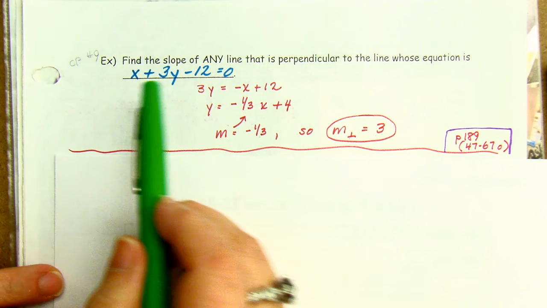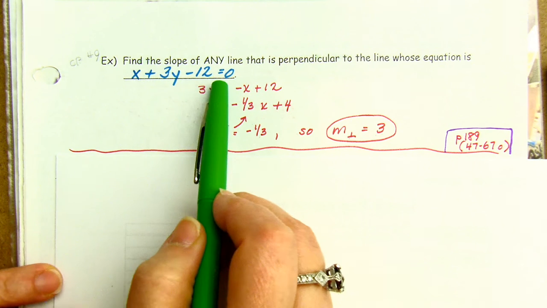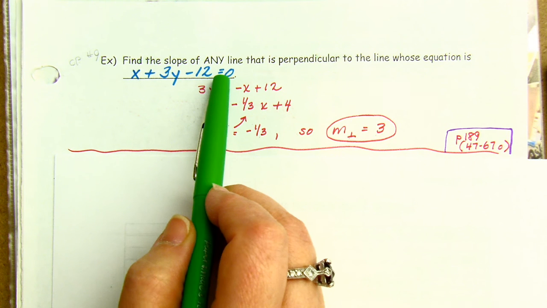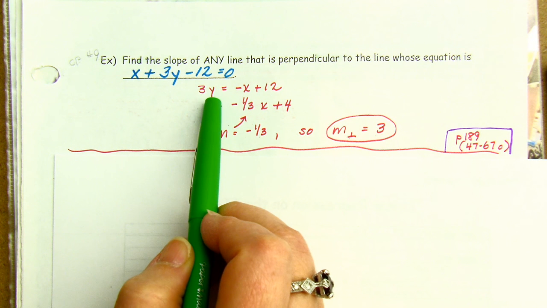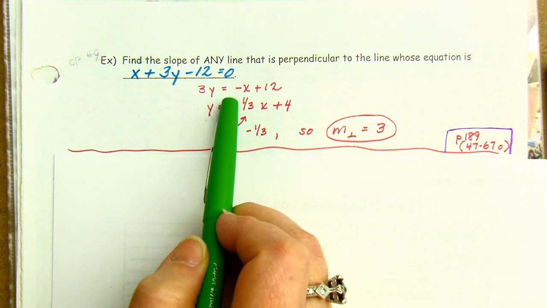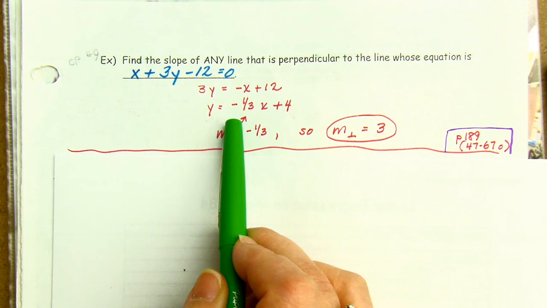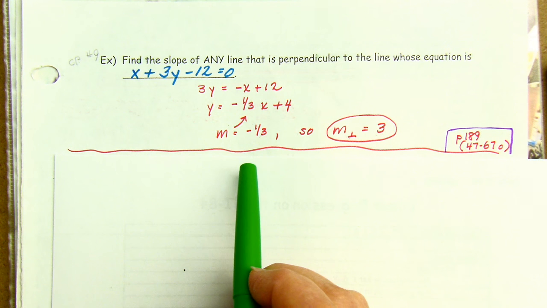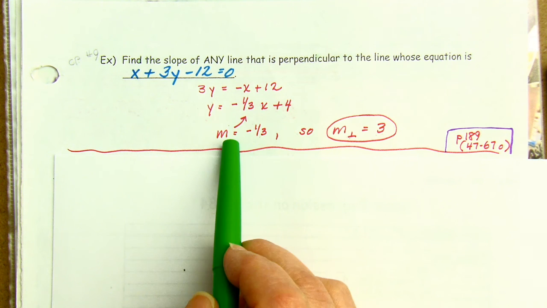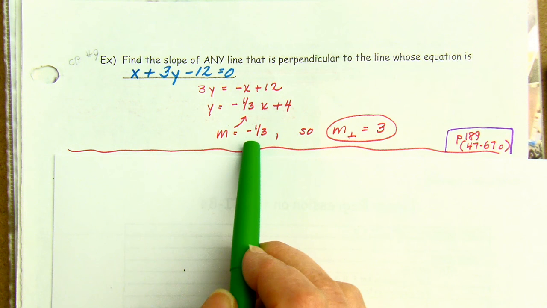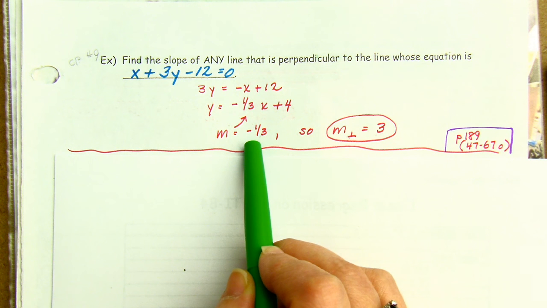All right, so this is in that general form. I have to convert it to y equals so I can identify the slope. So we just go through that process. We move the x, we move the 12, we divide by 3. And here's my slope-intercept equation. So then what I'm going to do is identify the slope of this equation, which happens to be negative 1/3. And if I want the slope of any line that's perpendicular to this line, any line, they're not giving me a definitive point. It's just any line. I'm just looking for slope.